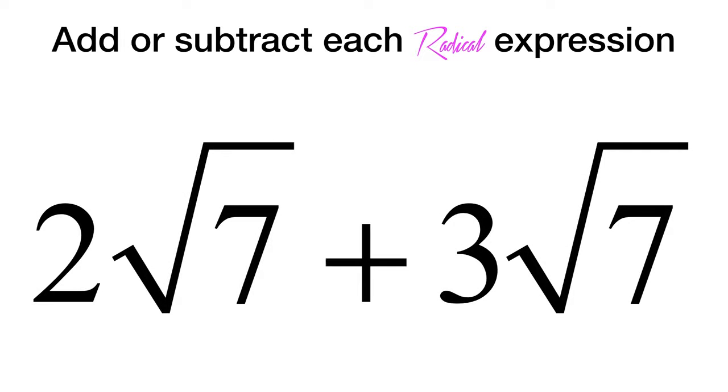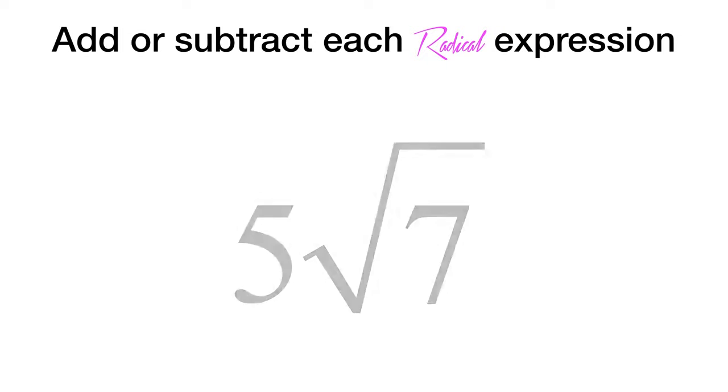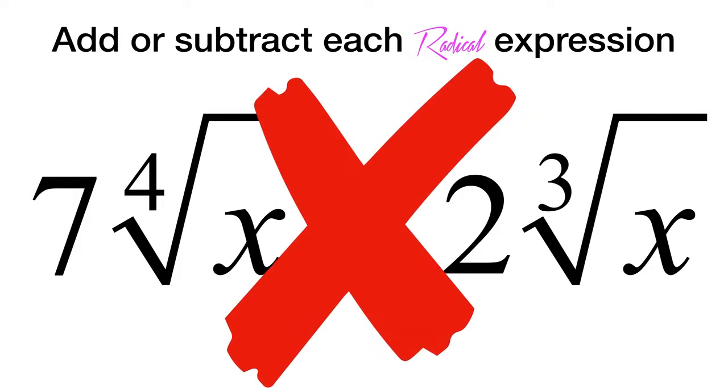All right, so now we're going to add or subtract each radical expression. We're going to start with this one. It's pretty easy. 2 square roots of 7 plus 3 square roots of 7 is 5 square roots of 7. All right, let's try another one: 7 fourth roots of x plus 2 cube roots of x. Well, let's see. 7 minus 2 is 5. But wait a second. No, it doesn't work. Why? Because one is a fourth root and one is a cube root. You can't go any further than that.